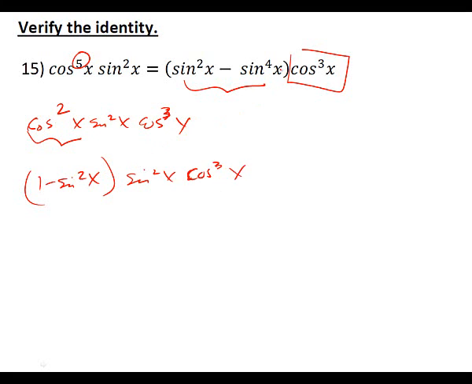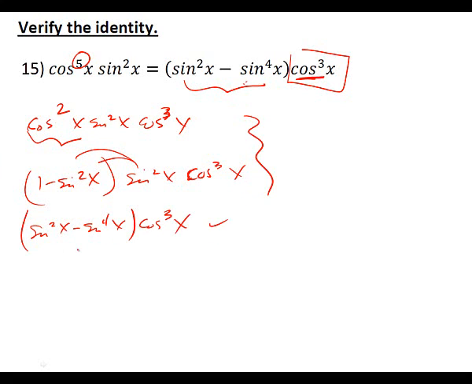Okay, and then look at what I do. I leave the cosine cubed on the outside. I'm going to distribute this in. So what do I get when I distribute in? Sine to the fourth x, and then cosine cubed x. Again, it's the work. Did we get what we wanted? Yeah, the work in between is where I'm going to get your points from.